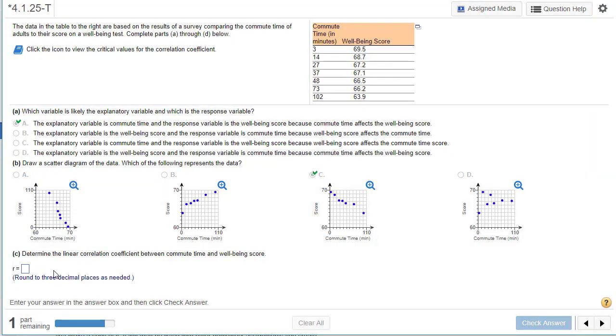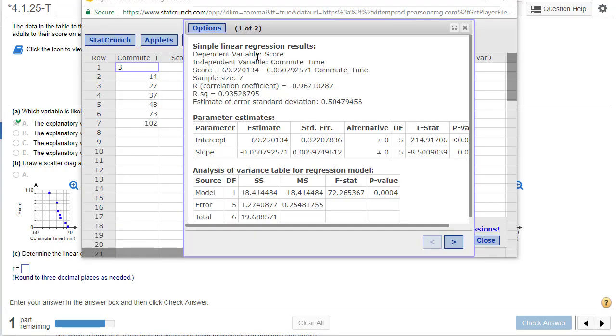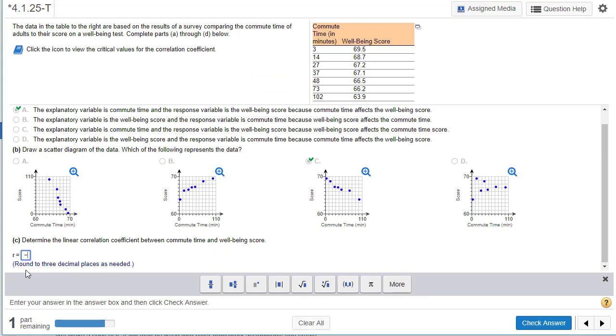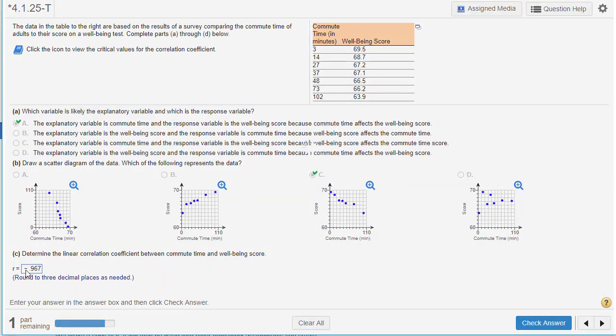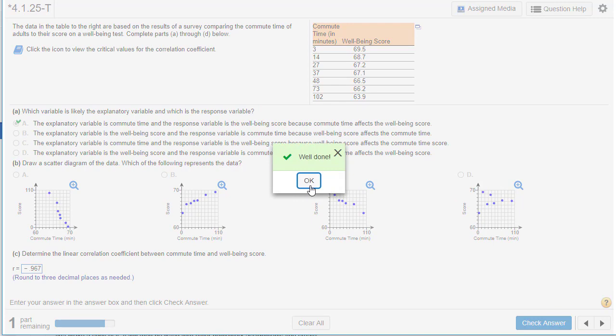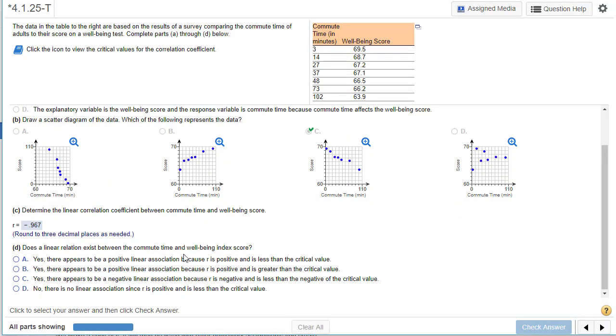Now determine the linear correlation coefficient between commute time and well-being score. Okay, so when I ran the simple linear regression, here is our correlation coefficient, negative, it says around the 3 places, negative 0.967. And notice when our slope was going down, so that's going to be negative.